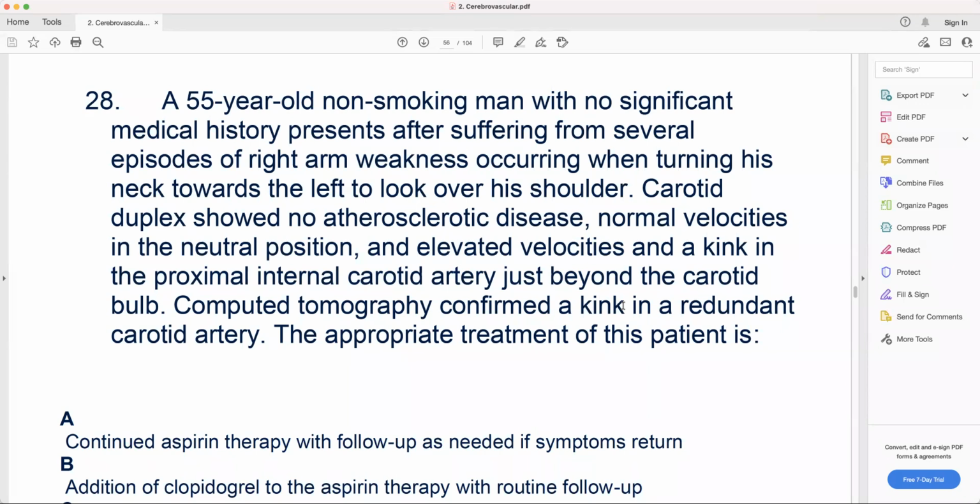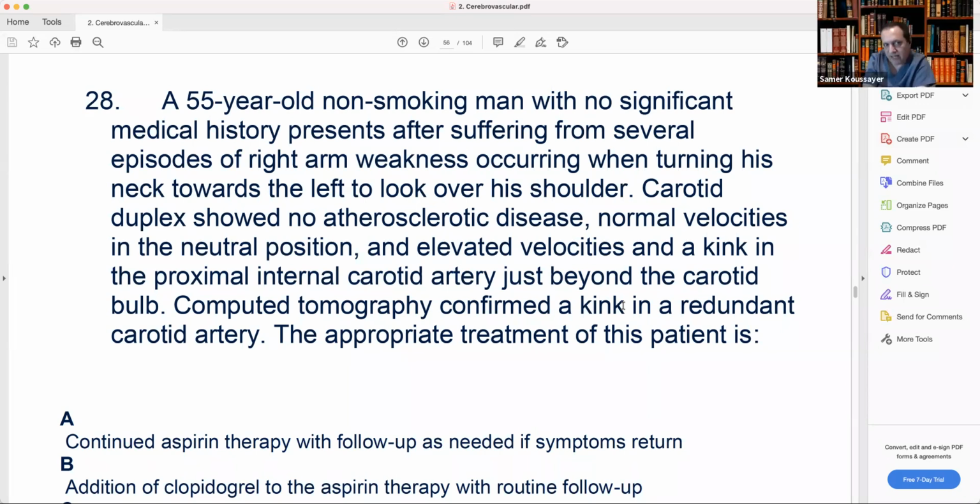But in this scenario, they make it easier. They told you we have evidence that this symptom came from there, because when he turned his head, the velocity went up. That means the kink is being affected by the neck movement. Even his symptoms come with the neck movement. So the whole scenario goes with a symptomatic kink, okay? Because an asymptomatic kink, we leave alone. We don't care about it. But a symptomatic kink, we have to fix it.